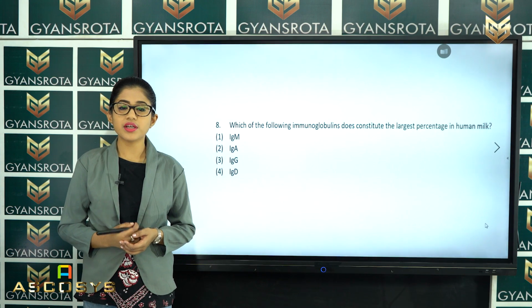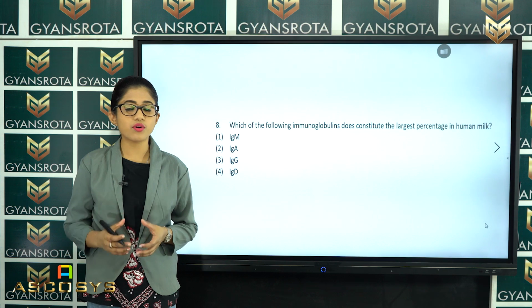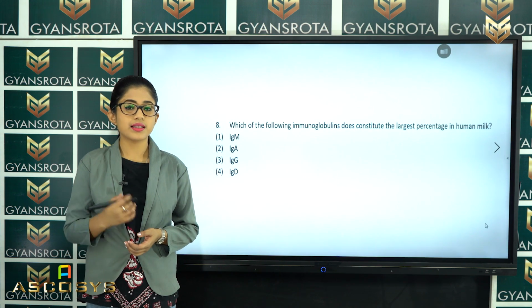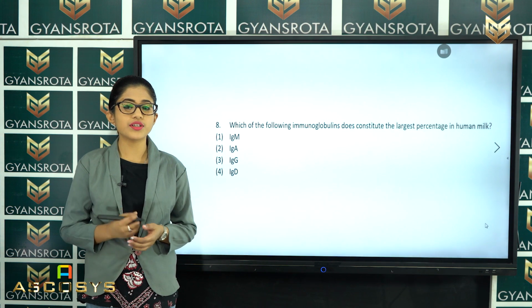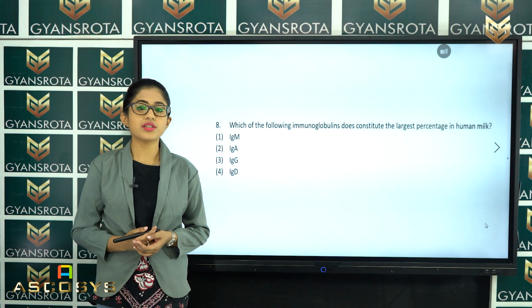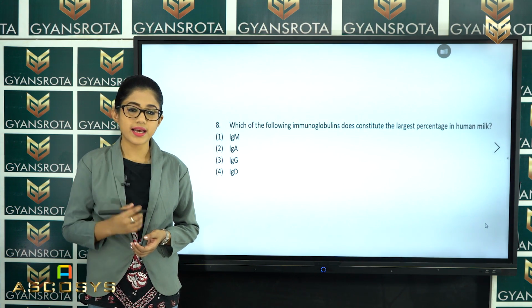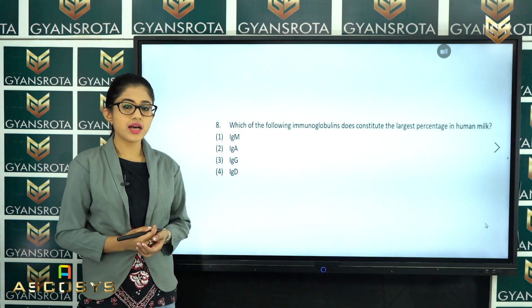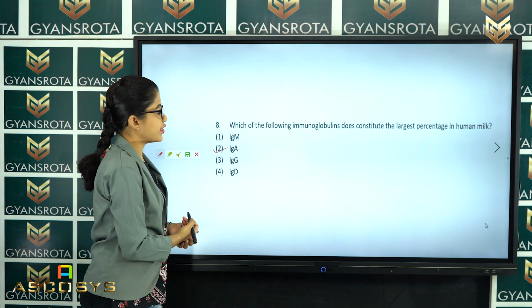So, in the chapter human reproductions, we have discussed in the last topic what is the composition of the human milk, that is the colostrum. Colostrum, that is the yellow color fluid which is released by the mother's milk, right. So, that compositions have the antibodies that is called as the immunoglobulin A. So, among these 4 options, the correct answer is option number 2, which means the IgA.